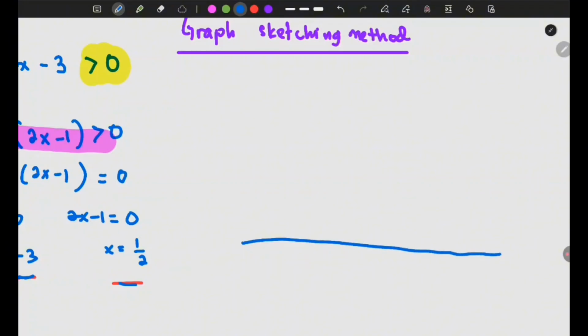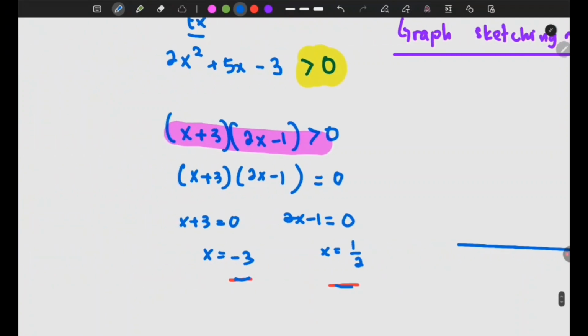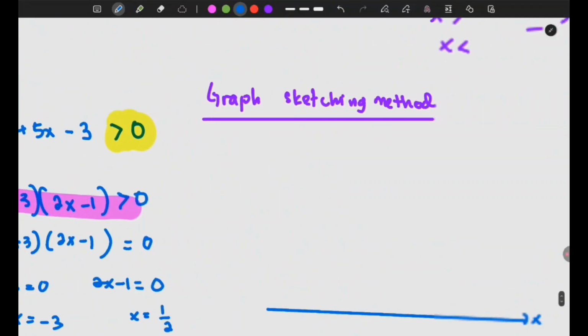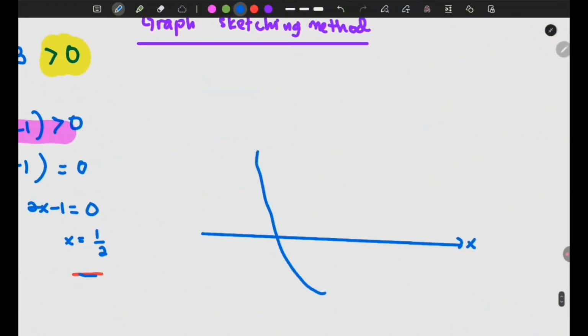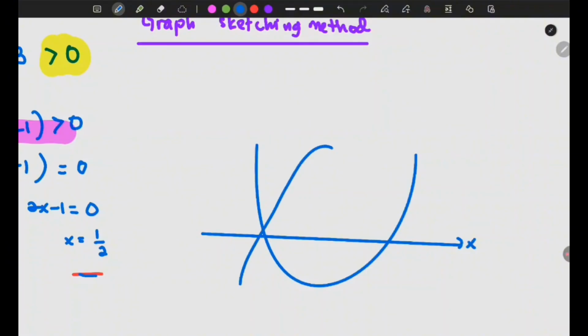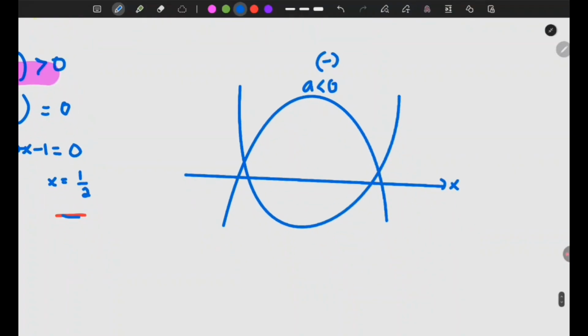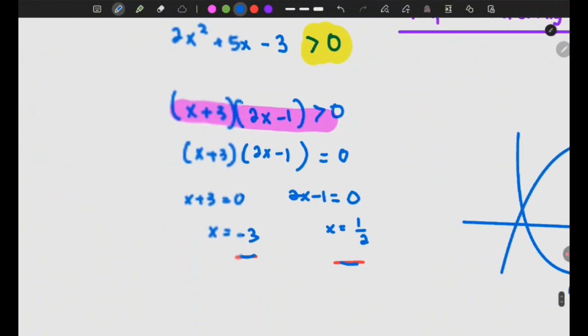So put the x here. And you know this is a quadratic curve, right? Quadratic curves will look like this. Sorry, it's not a perfect curve. Either like this or like this, right? This is how a quadratic curve looks. So this one, if your a is less than 0, if your a is negative. But this one, if your a is more than 0, which is positive. So in this case, your a is 2, so it's positive. That means your graph will look like this.